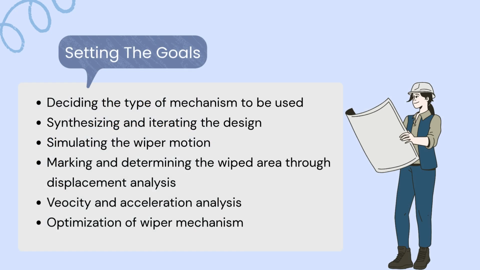To complete the project in a structured way, we first set a series of clear goals. Selecting the mechanism type. Usually a 4-bar linkage or a crank rocker mechanism is ideal for wiper systems. Synthesizing and iterating the design to achieve the desired range of motion. Simulating the wiper movement in MotionGen to verify motion.